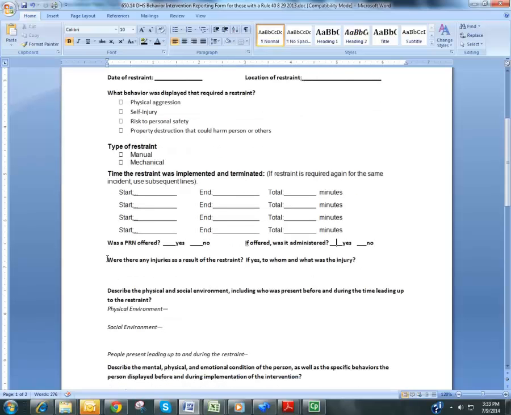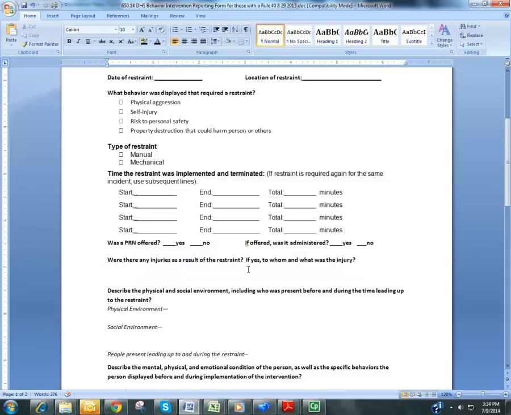In this space, it's really important to indicate any sort of injuries that happen as a result of the restraint. Now that could be an injury that happened to the person who was restrained, or it could be an injury that happened to any staff who were involved with the restraint, who were doing the restraint. Could be a person who just kind of got in the way and maybe they got punched or hit. It could actually be somebody's peer. So we're really looking at anybody who may have been hurt in this situation.